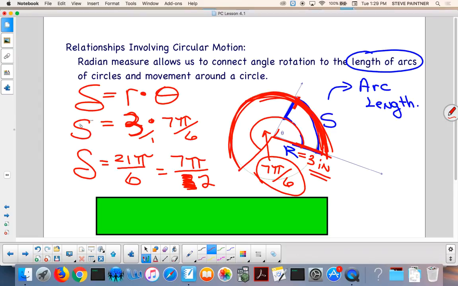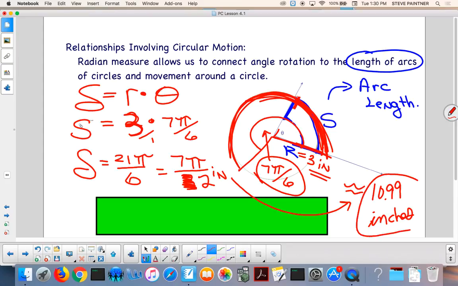Now, how far did you travel? Well, you can say 7 halves pi inches. You can say that, or you can convert it over to a decimal. That makes more sense. So what is 7 times pi divided by 2? 10.999. So you have traveled how far around the circle? Almost 11 inches. You okay? Did you see what happened?